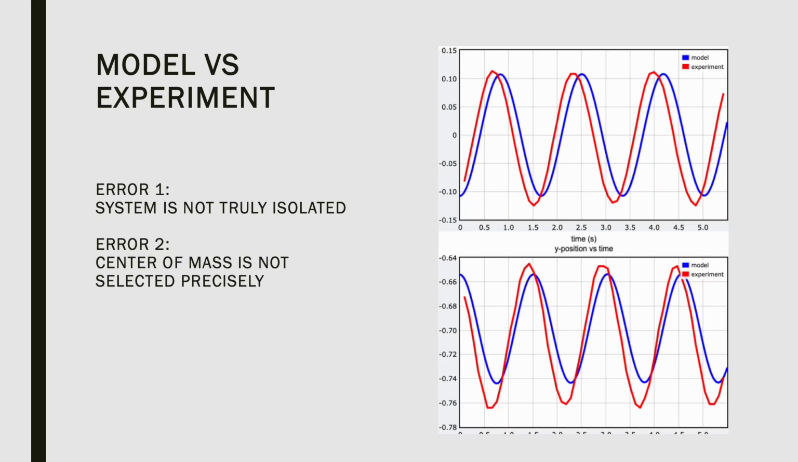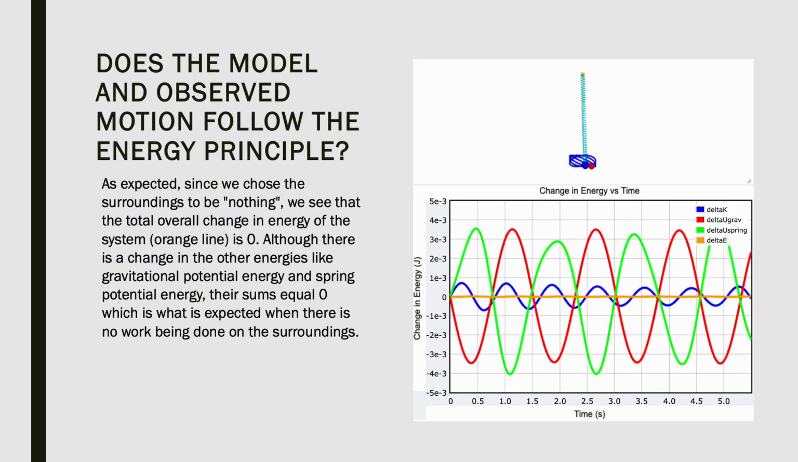Here's a graph generated from the computational model. This represents the x and y position predicted by the model and what was observed from the video. The discrepancies between the model and the observation could be attributed to two possible errors. The first one is that the system is not truly isolated because the friction and drag force still lead to work done on the system by the surroundings. The second error is caused by the center of mass not being selected precisely by the user when analyzing the tracker video. Does the model and observed motion follow the energy principle?